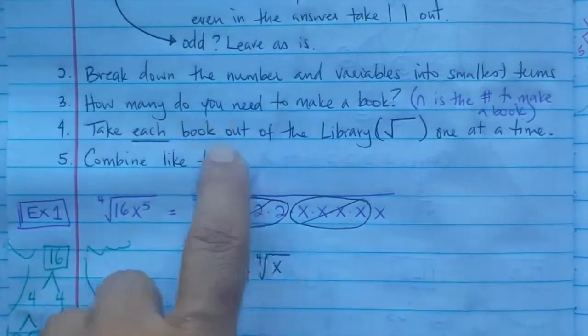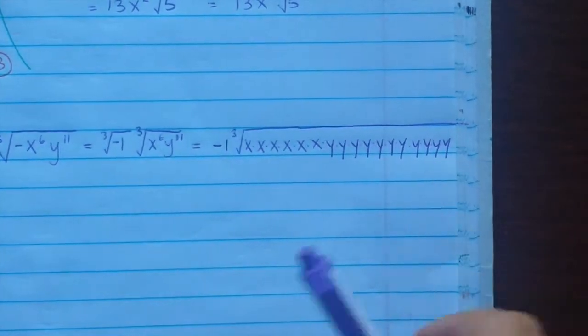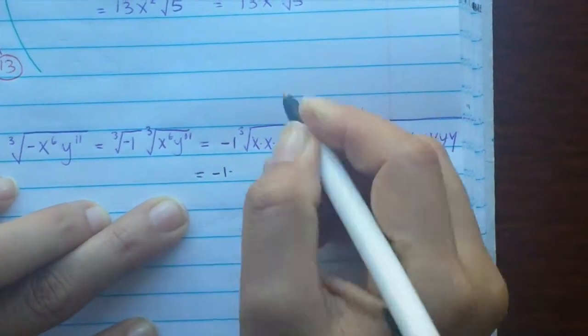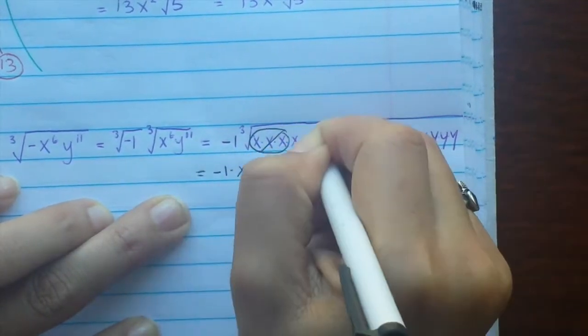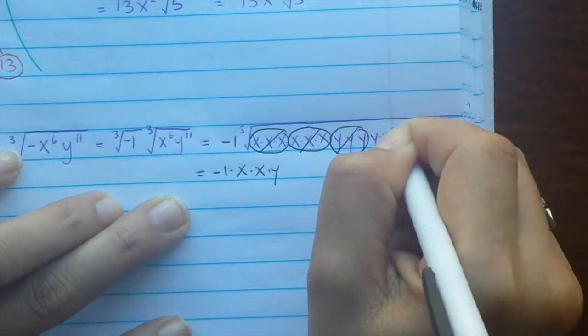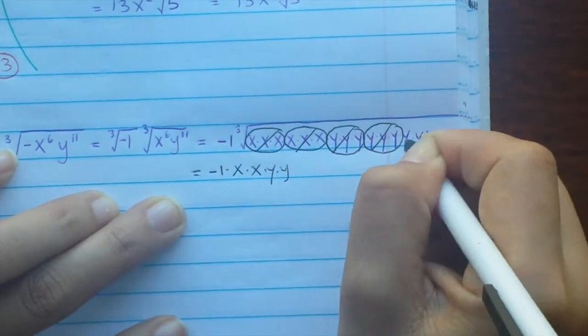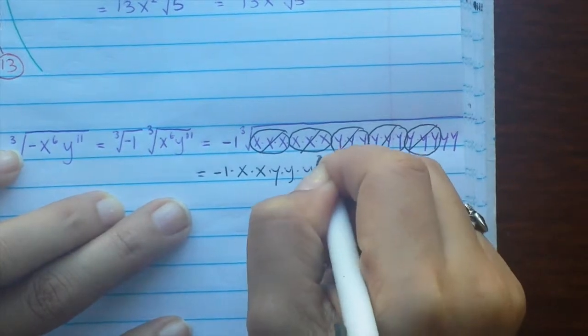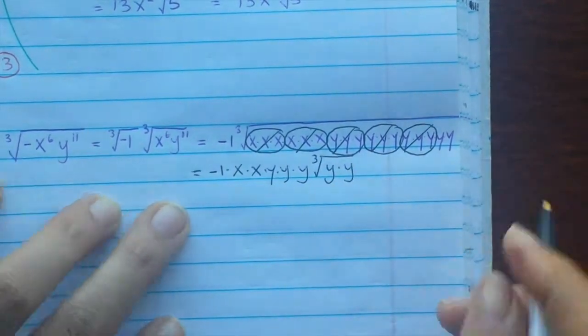Alright, now how many do we need to make a book? So we need 3 to make a book. Take each book out one at a time. So we're going to circle 3 at a time, and that's going to be a book. So we'll have negative 1 outside, and then there's one x, there's another x, there's a y, there's another y, there's another y, and we have 2 y's left inside. So just write that in as 2 y's.